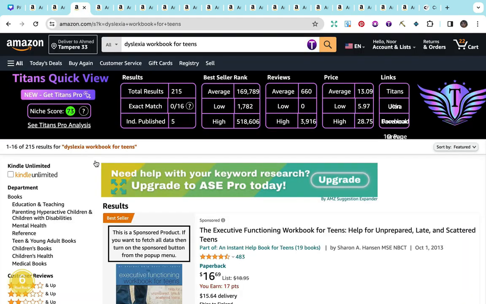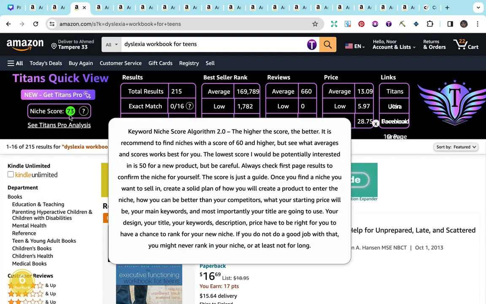Let's have a look at the third keyword for the day, which is dyslexia workbook for teens. Amazing keyword, amazing potential. First off, we have a solid and strong keyword niche score by Self-Publishing Titan's Chrome extension, which gives us a 73. We're all happy with that. Then Amazon's Canva Pro also confirms that and gives us a number 6, which is quite good for a keyword niche score, and it categorizes this keyword as a nice niche.